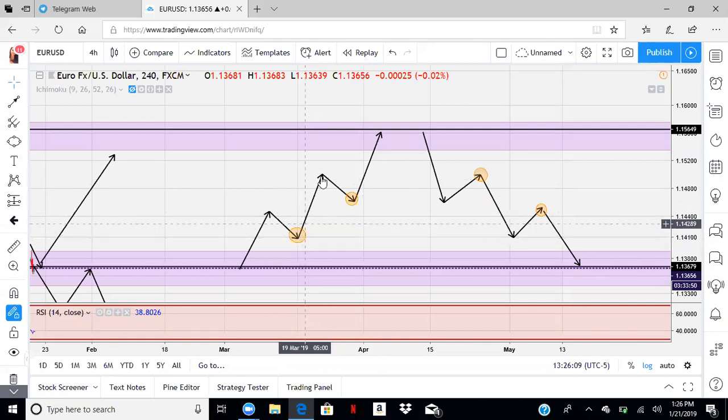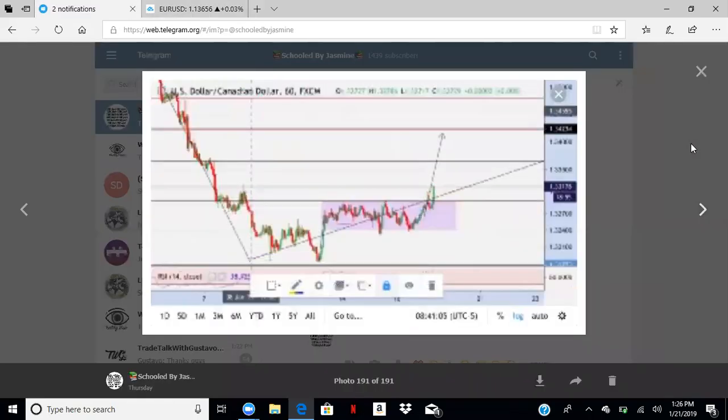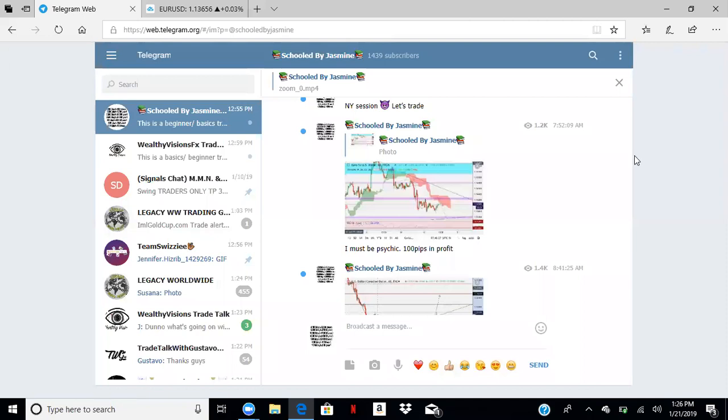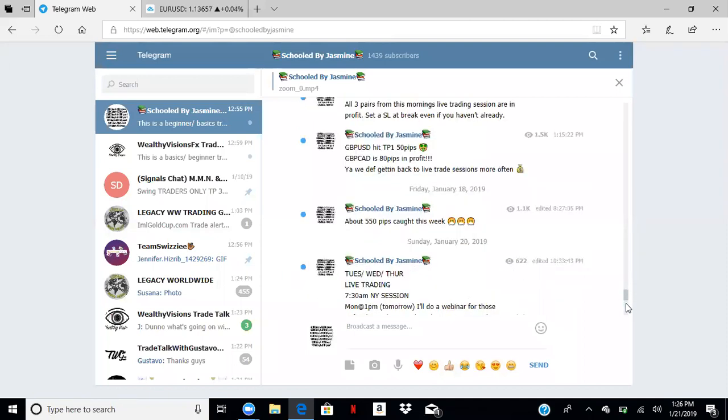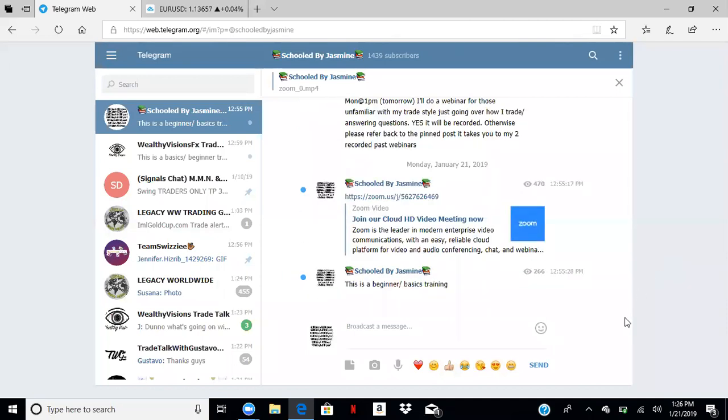So I'm trying to catch these big impulses. I want to catch that move up. I want to catch this move up. I want to catch this move down. I want to catch this move down. So I'm going to show you guys the pattern that I trade. I had posted this. Let me see. It's in my media.